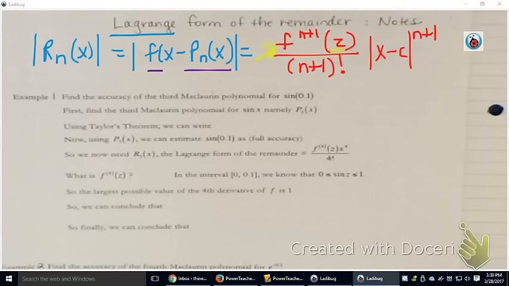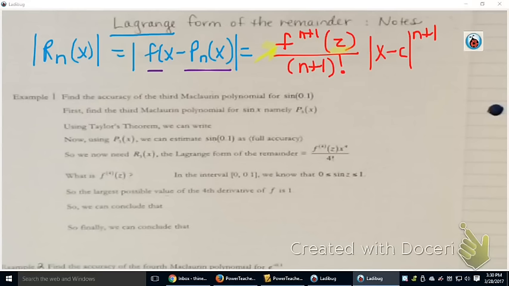Okay, z is another thing that we need to talk about. z is the number that would give us the biggest value, and I'll show you that when we do some problems. And then you'll recognize the n plus 1 factorial. If you're doing a Taylor or Maclaurin polynomial, that's the term that's next.